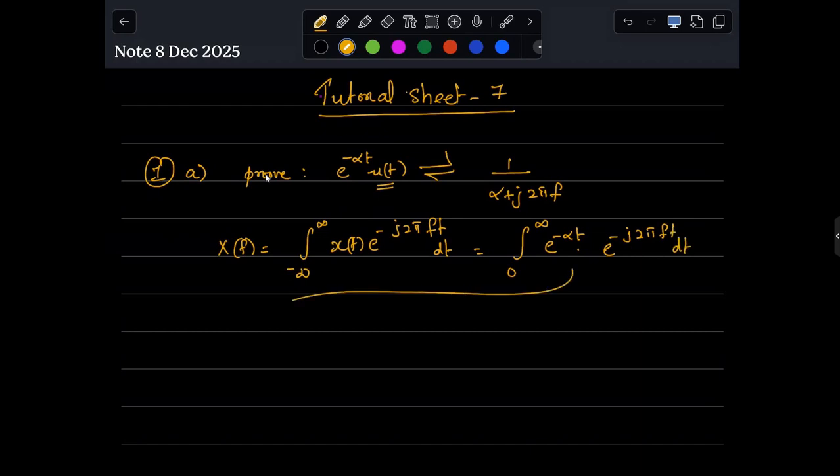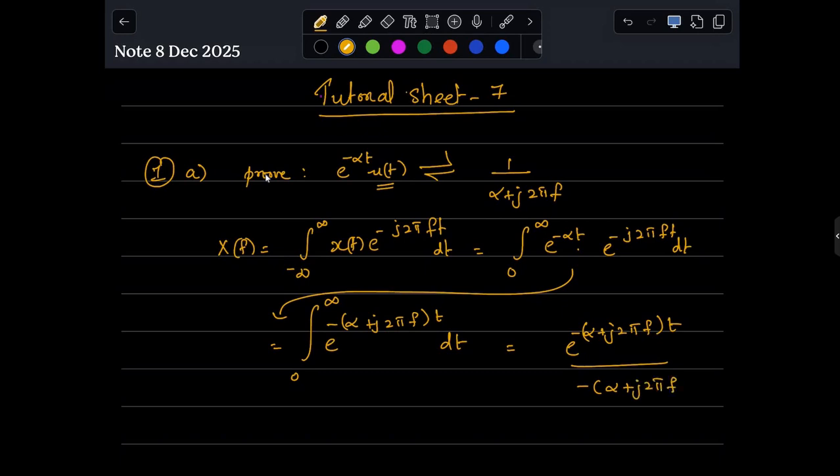You know that we can combine these two. This is equal to e power minus alpha plus j 2 pi f, where the exponent is common, into t, integral 0 to infinity dt. This integral is nothing but, sorry, it is e power minus alpha plus j 2 pi f into t divided by minus of alpha plus j2 pi f, and the limit is from 0 to infinity.